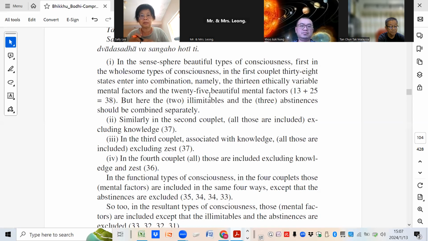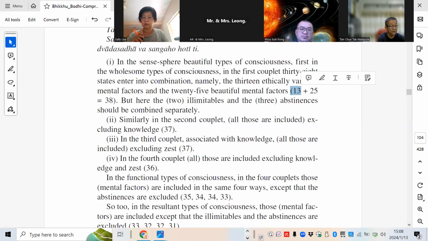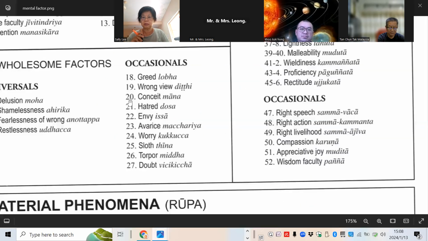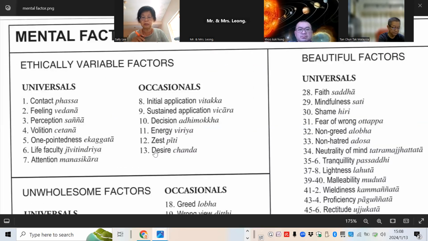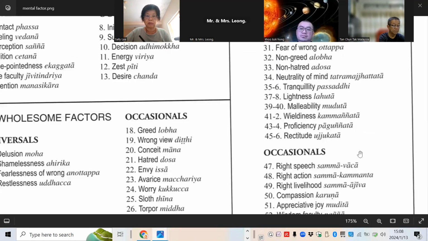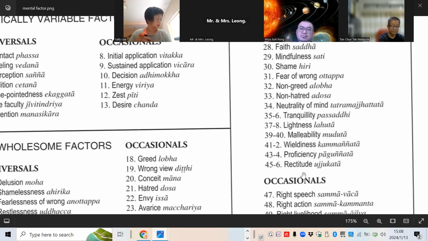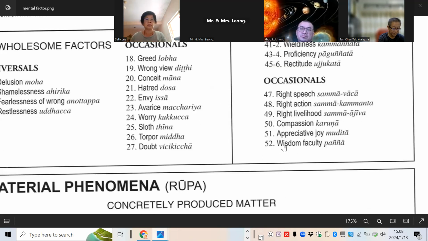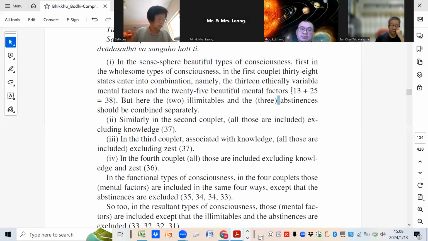He said there will be 13 ethical variable, and then 25 beautiful mental factor. How do we get the 13? Same in the diagram here, we get the 13 totally. Then he said universe factor, we get the 25. Remember here will be 19, then add up with 6 here, so we get the 25. So 13 plus 25 equals 38.